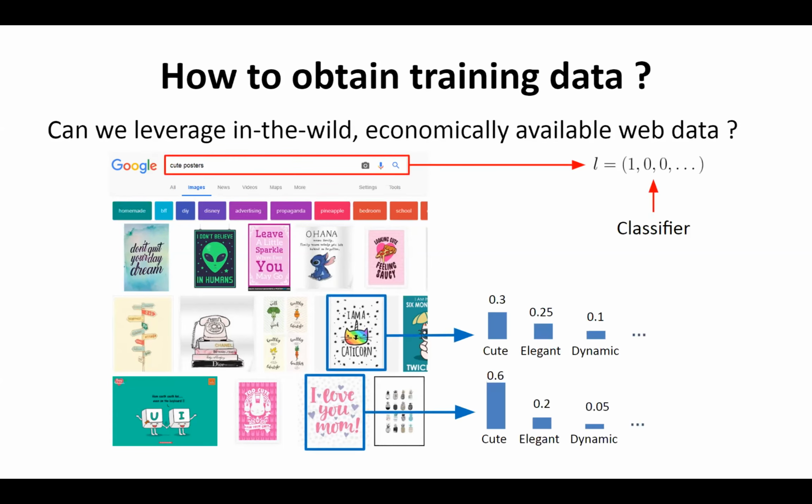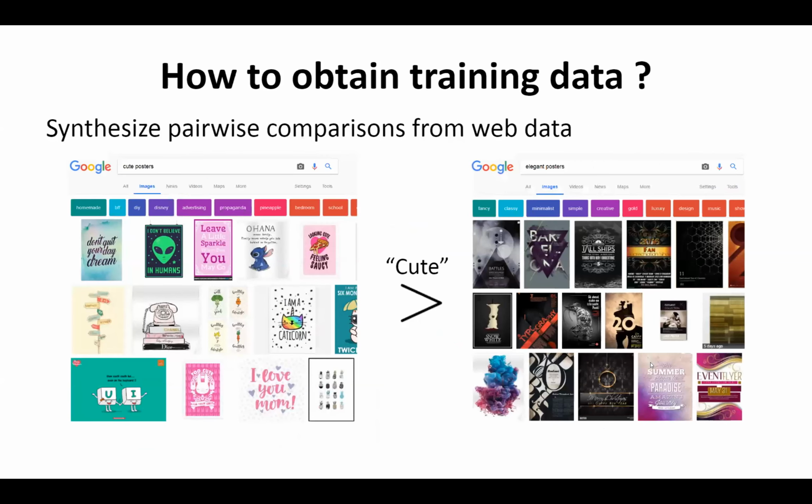For example, these two posters are returned as cute, but their cuteness can be at different levels. And further, a single graphic design may have multiple personalities at the same time. For example, this poster can be both cute and elegant with almost the same degree. And this will confuse the learning of the classifier. So our idea is that we learn a regression function instead by using the pairwise comparisons generated from web data.